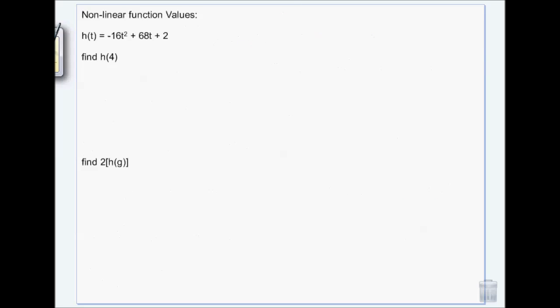I see. Let's do a couple more. So h of t is all this, right? I want to take h of 4. So if h of t, okay, so h of 4, everywhere there was a t, I plug in a 4.